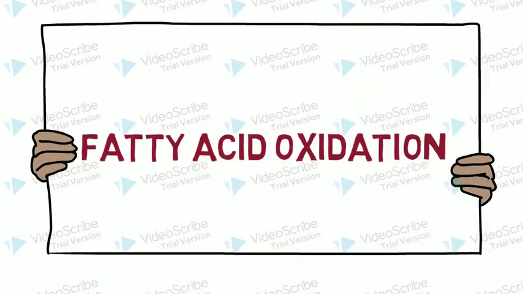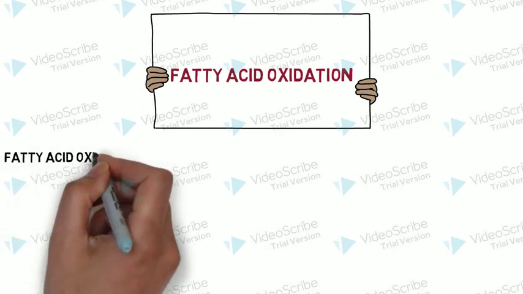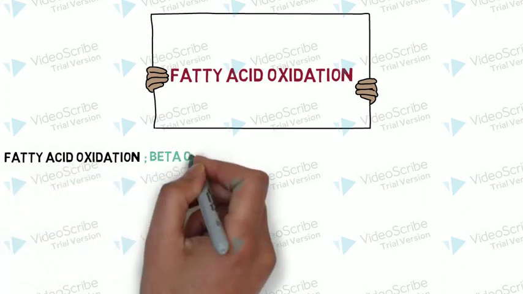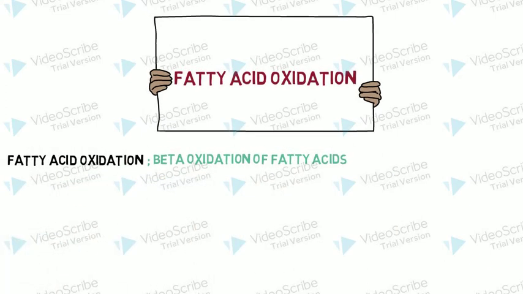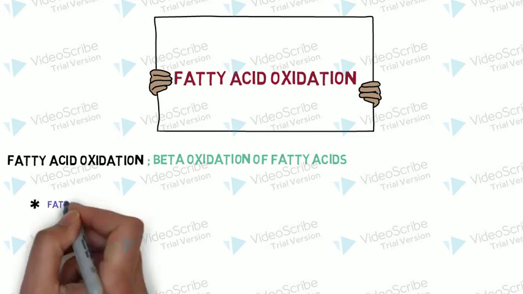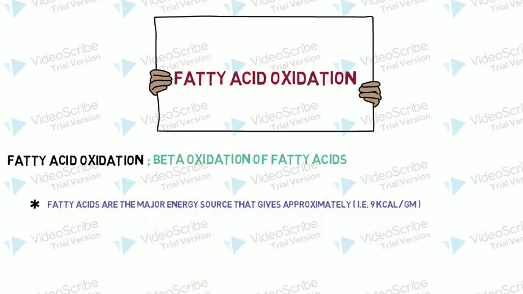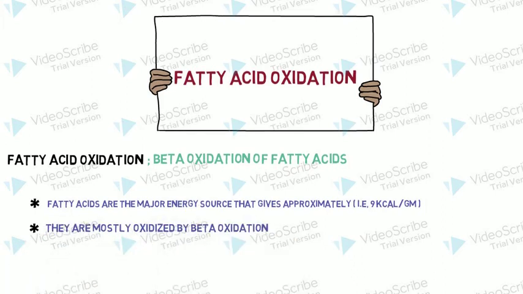Today we are going to talk about fatty acids. Fatty acid oxidation is also called beta oxidation of the fatty acids. Fatty acids are a major energy source that give approximately 9 calories per gram, and the fatty acids in the body are mostly oxidized by beta oxidation. Beta oxidation might be defined as the oxidation of fatty acids on the beta carbon atom.